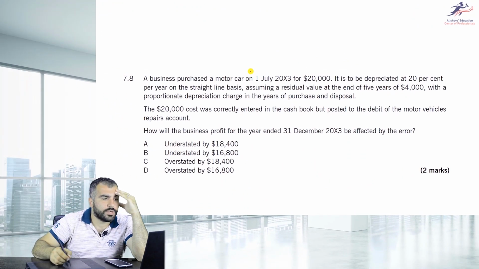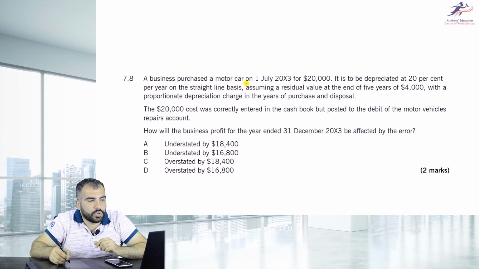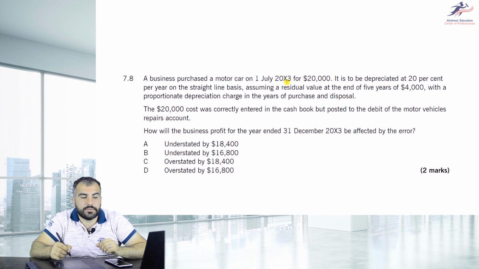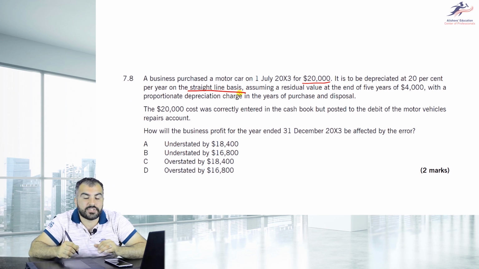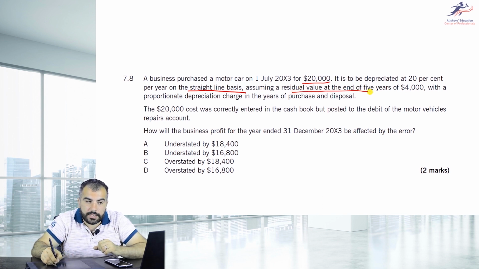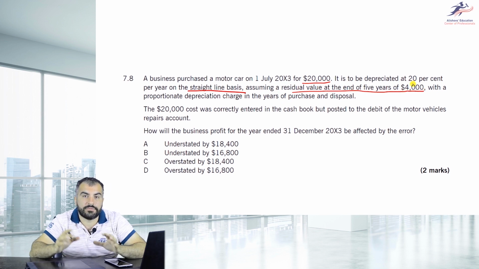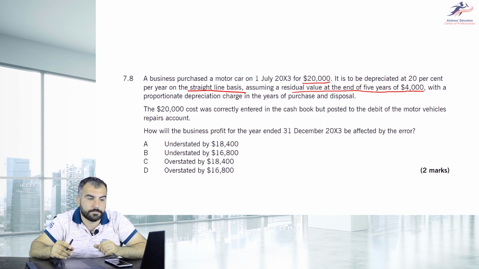Let's look at another question. A business purchased a motor car on 1 July 2013 for $20,000. Okay, we have the cost here. It's to be depreciated on a 20% straight line basis. If it says straight line basis, then we are depreciating 20% of the cost. And also we have the residual value, assuming we have the residual value after the 5 years, $4,000.